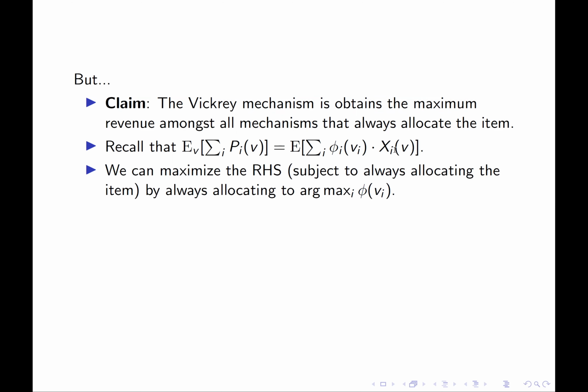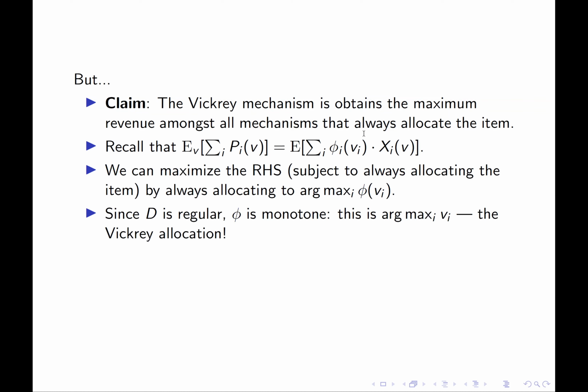And if we have to allocate the item, then we cannot do better than maximizing the quantity inside the expectation on the right-hand side pointwise, which corresponds to always giving it to the person with the highest virtual valuation, which may now be negative, but still, if I have to allocate the item, I should give it to the person who has the highest virtual valuation. And since we're assuming that our distribution is regular, and so our virtual value function is monotone, this just means that in order to maximize the right-hand side pointwise, subject to the constraint that I have to always give out the item, giving it to the person with the highest virtual valuation is just the same as giving it to the person with the highest valuation. And so that's the Vickrey auction.